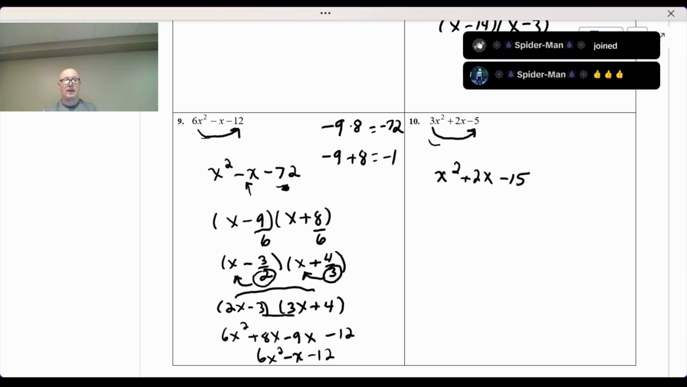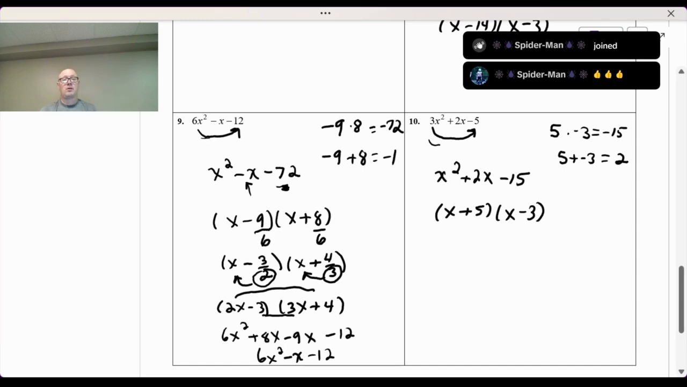We need two numbers that multiplied together give us negative 15, but when I add them together, I get positive 2. So it looks like positive 5 and negative 3 is going to work. That would give me negative 15, and if I add 5 plus negative 3, I would get positive 2. So 5 and negative 3 are my factors, so I'm going to go x plus 5 times x minus 3.